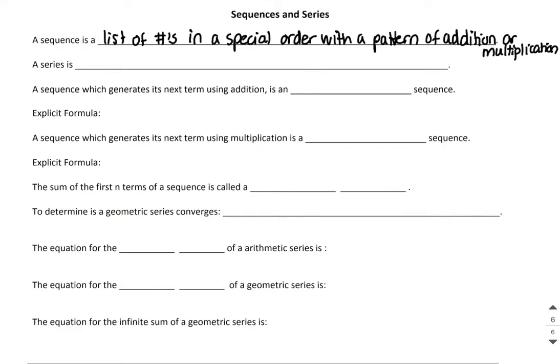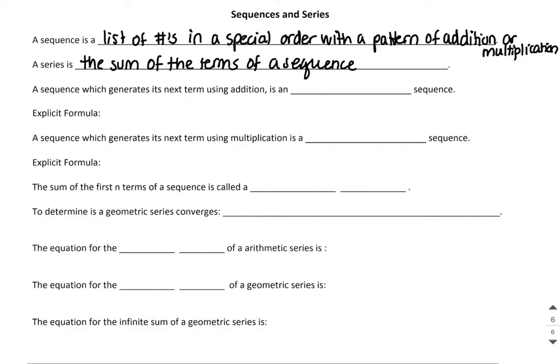A series is the sum of the terms of a sequence. So if I sum that list of numbers or part of that list of numbers.